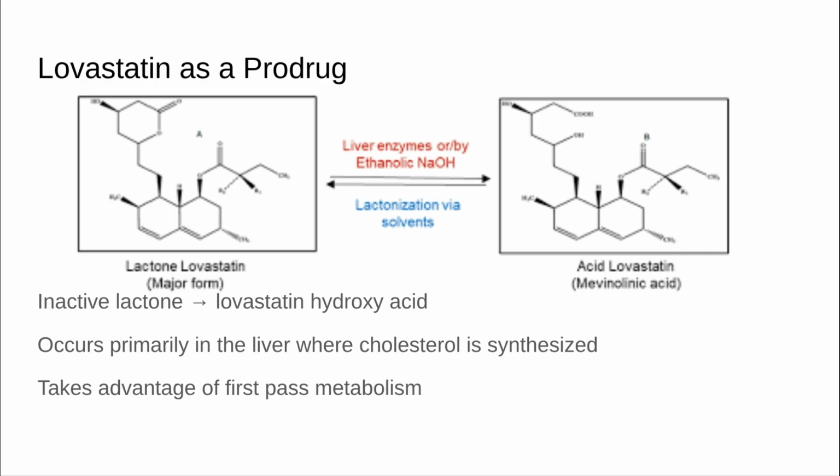And as I just mentioned, this metabolism occurs primarily in the liver, which is also where the cholesterol synthesis pathway occurs. So this actually takes advantage of first pass metabolism through providing a large concentration of the active acid form of lovastatin, which will strongly inhibit the cholesterol pathway within the liver.